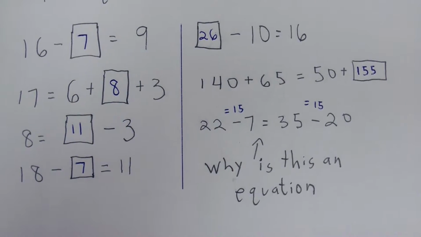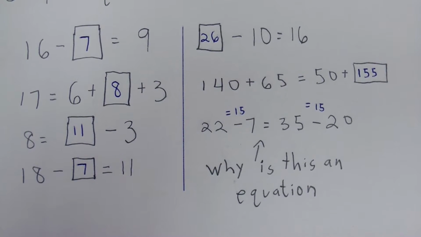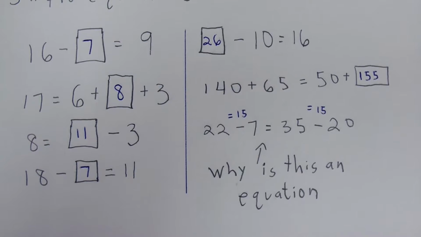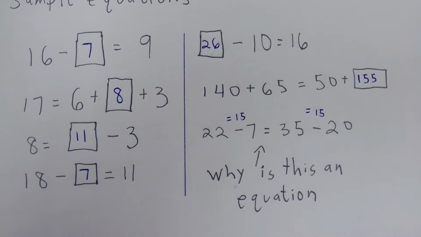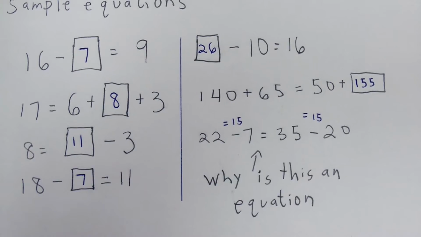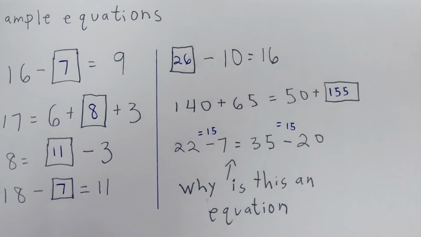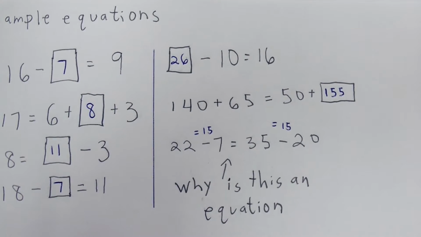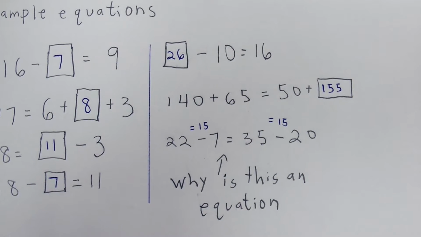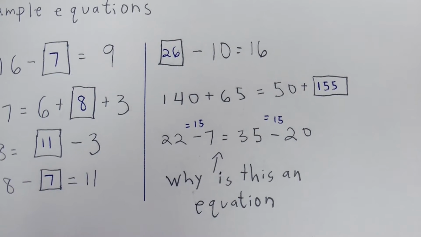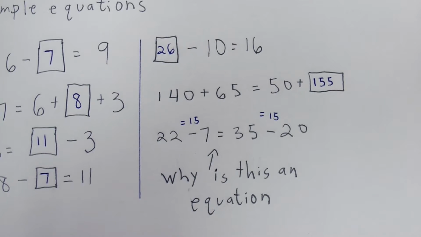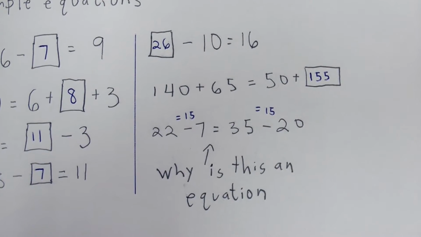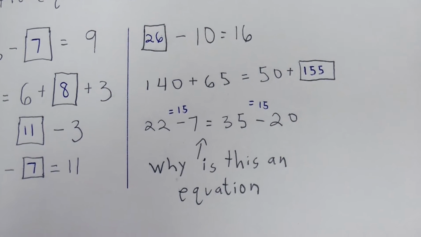In the next example, 18 take away something equals 11. 18 minus 11 will give us the answer. The answer is 7. In the next example, 26 take away 10 is 16. 16 must equal 16. 140 plus 65 equals 50 plus another number. This is a little harder, so let's look at how this answer was solved below.